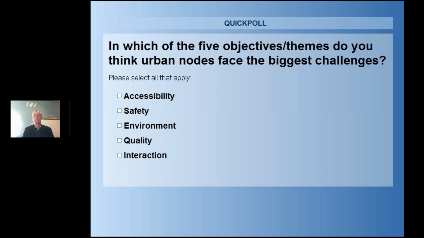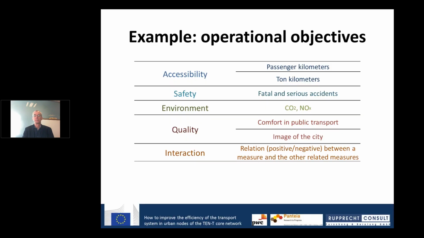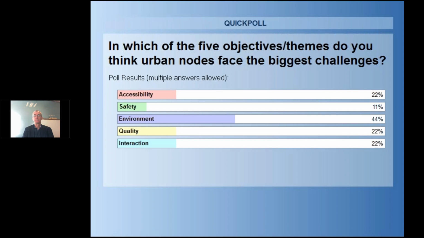Okay, I'll close the poll now. And as you can see by the results, it's not a totally even split, but we've got a range of 11% as the lowest for safety to 44% environment as the highest. Everyone has voted, and every aspect has at least one vote. Okay. Jan, any surprises for you in that?